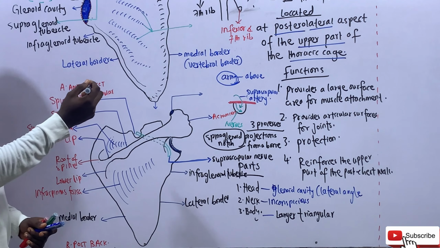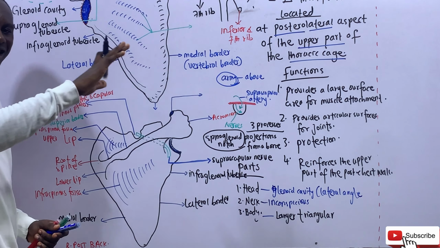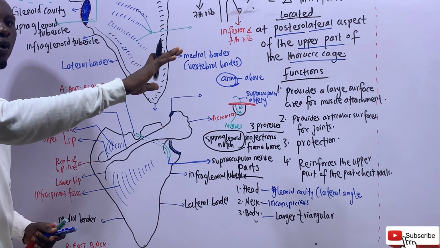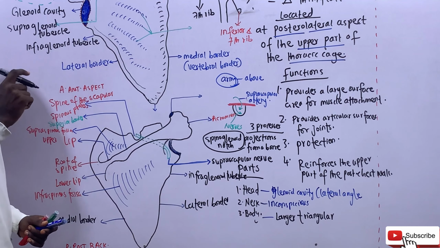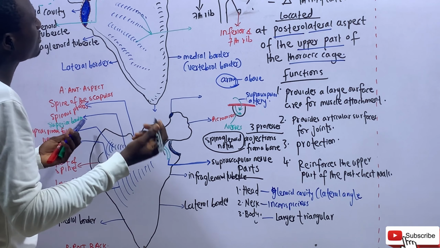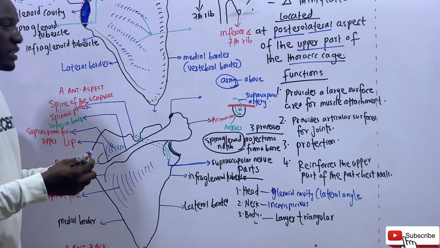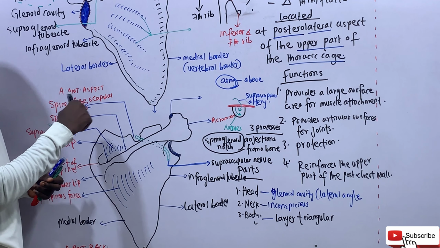Why is it called a costal surface? It is the surface that faces the ribs. It is in contact with the thoracic wall, with the posterior chest wall. So you call it the costal surface. That's the costal surface or the anterior surface or anterior aspect of the scapula.